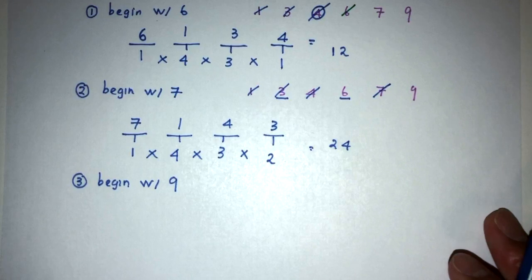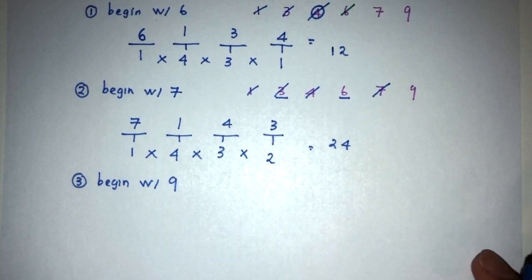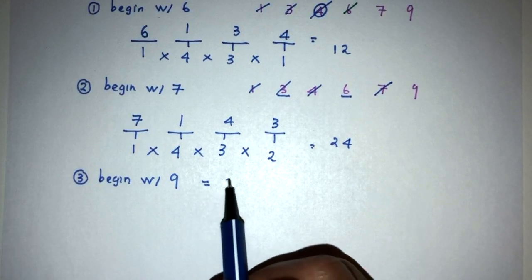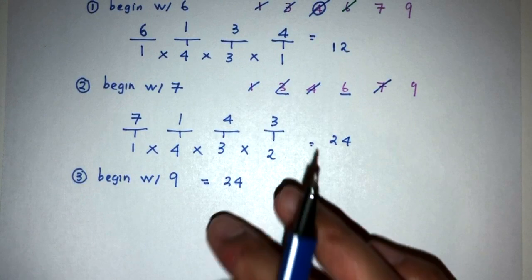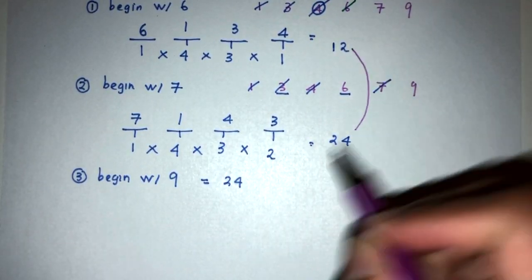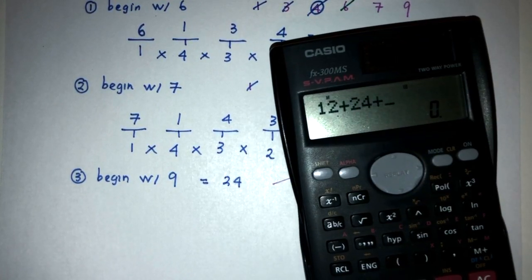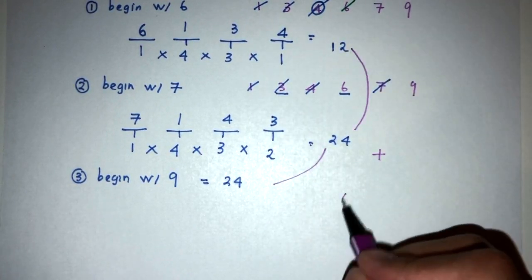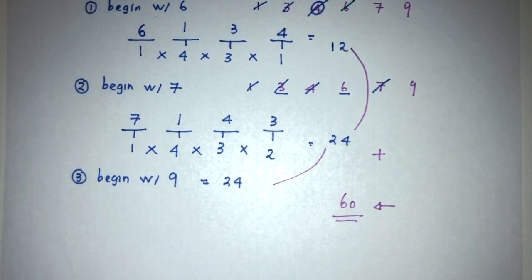Now finally, for the third option, if you begin with 9, you will have to use the same logic as in 7. So your answer will be the same, 24. I just don't want to show you the same thing again. I'm sure you guys can do this part. Okay. So to find the answer, you have to add everything. That will be 12 plus 24 plus 24. That should be 60 as your answer. That will be your answer for part A of the question.